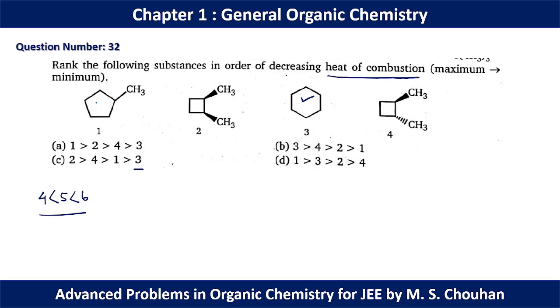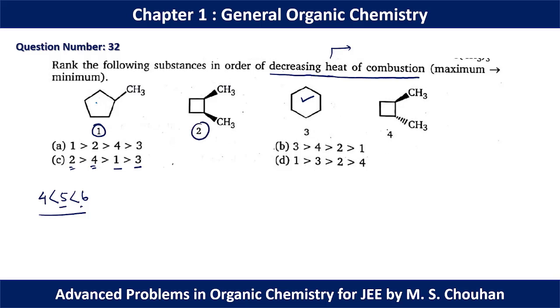We have to order it in decreasing order of heat of combustion, so we have to go for the increasing order of stability. So this is the most stable molecule, and that's why the heat of combustion is minimum. Now after that we have molecule 1, because a 5-member ring is less stable than a 6-member ring. So after 3 we have 1, then we have 2 and 4.